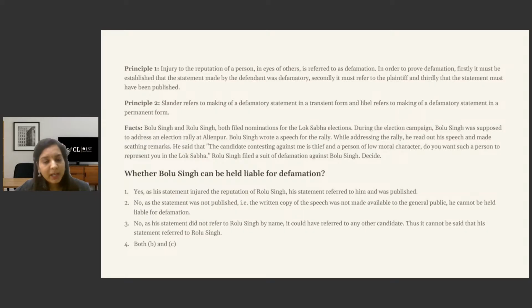If I talk about the definition and essentials of defamation, injury to the reputation of a person in the eyes of others is referred to as defamation, right? There should be a public statement. It should be conveyed to a third party as well. So these are a few of the essentials that you should know about defamation. Slander is basically the transient form, and libel is majorly a defamatory statement in written form, right?